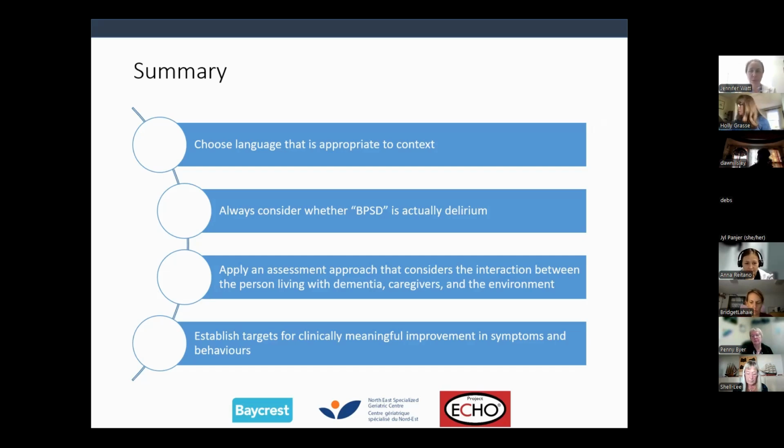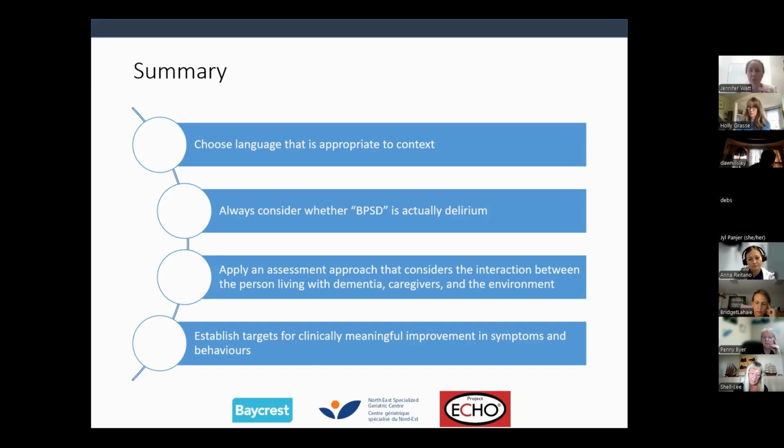But we also know, at the bedside, that using person-centered language, talking about the meaning behind behaviors and expressions, is really important too. And so, use the language that works best where you're working. And then always consider whether BPSD is actually delirium. Some of those things that we talked about: it's new onset, it's worsening, you can't otherwise explain it, or it's associated with signs and symptoms that really make you worried. There's some kind of illness, like a systemic medical process, that could be driving the behaviors.